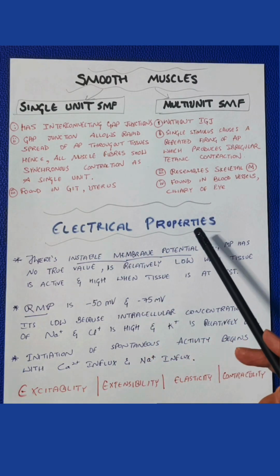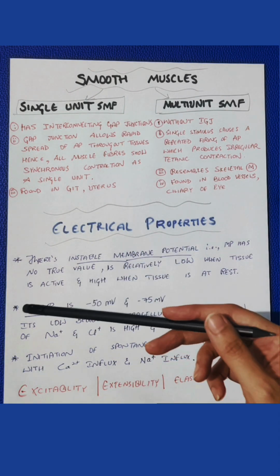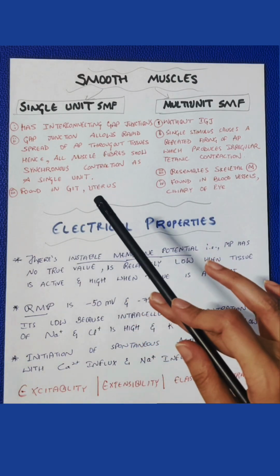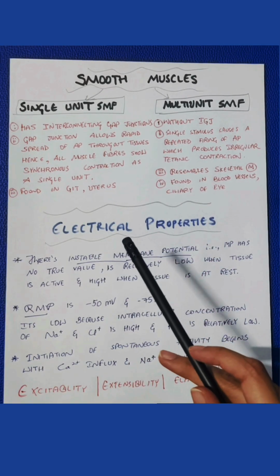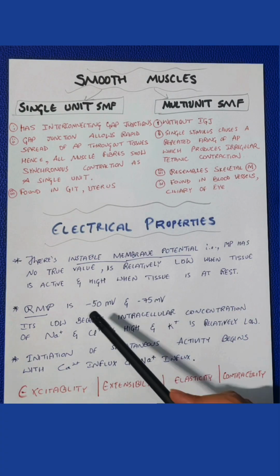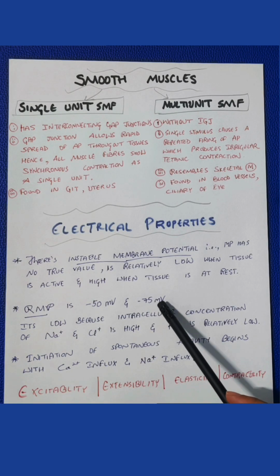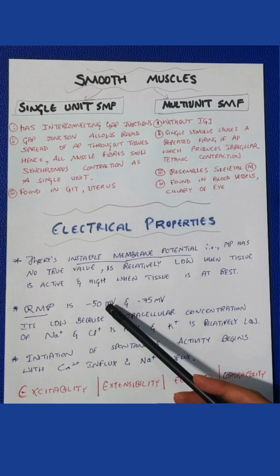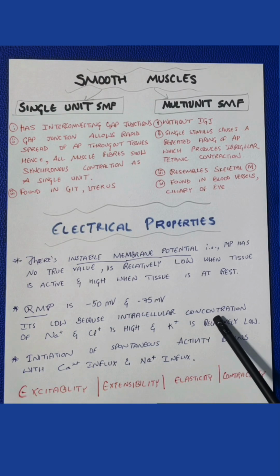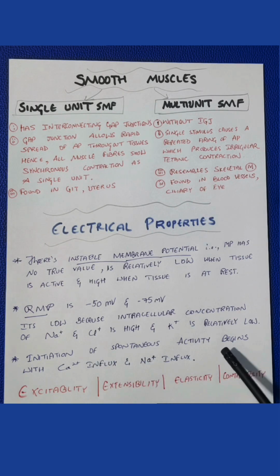Coming to its electrical properties, there is an unstable membrane potential seen in these smooth muscles. That is, the membrane potential has no true value and is relatively low when the tissue is active, and it is high when the tissue is at rest. Now the resting membrane potential is between minus 50 millivolts and minus 75 millivolts. It is low because the intracellular concentration of sodium and chloride is high and the potassium is relatively low. Now the initiation of spontaneous activity begins with calcium influx and sodium influx.